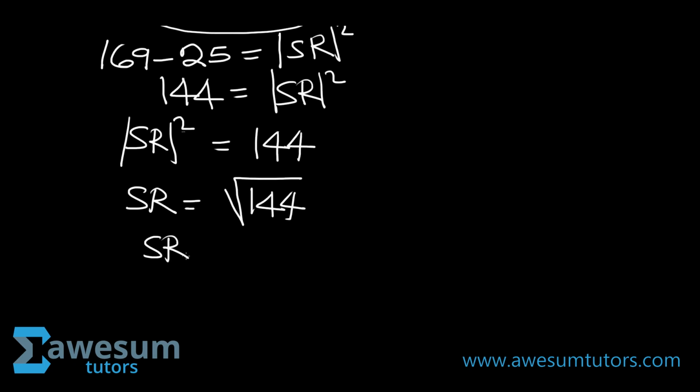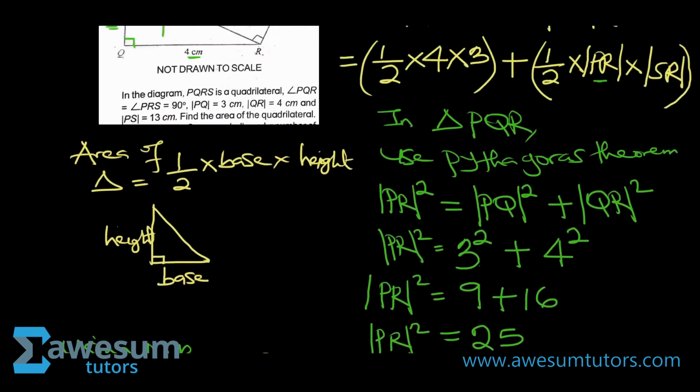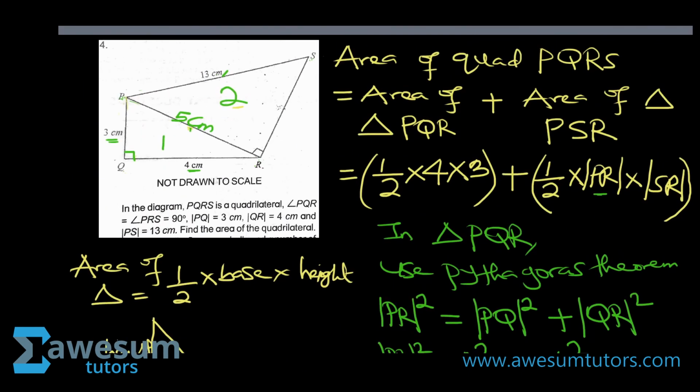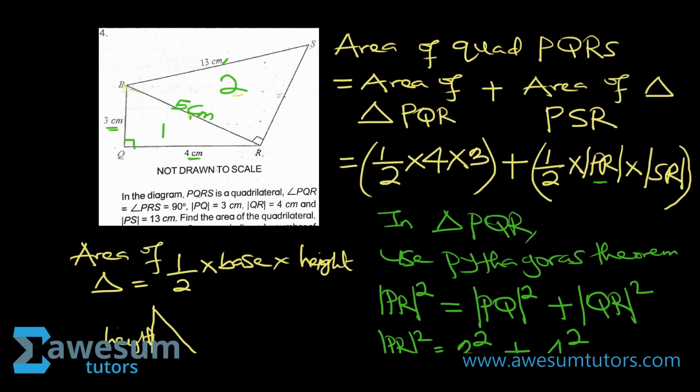Now SR is going to give you what? The square root of 144 is 12. So that means my line SR is going to be 12 centimeters. Let's go back to the diagram. So line SR now is 12 centimeters. Very good, guys.